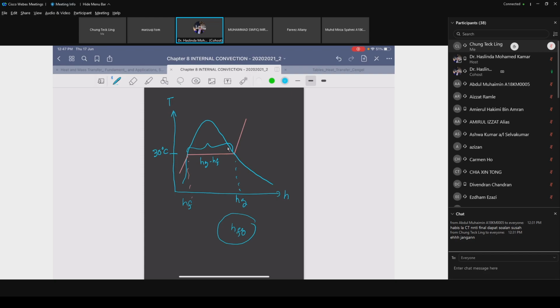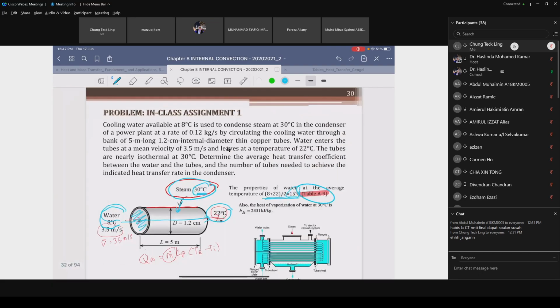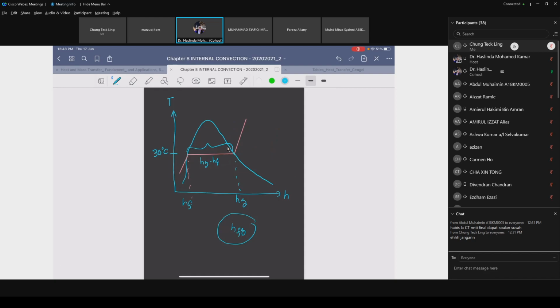Okay, HFG stands for apa dia? Tadi dia tulis dalam soalan tadi, heat of vaporization of water. Itu maksudnya HFG. Heat of vaporization of water. Apa yang you faham tentang vaporization? Apa bahasa Melayu vaporization? Penyejatan, bukan kondensasi. Vaporize, evaporates, tersejat.